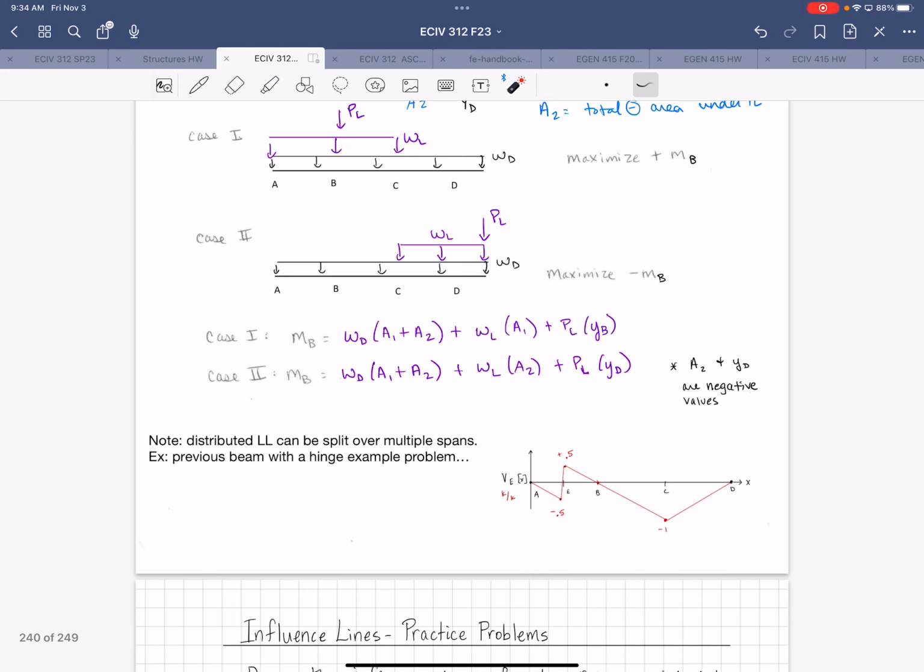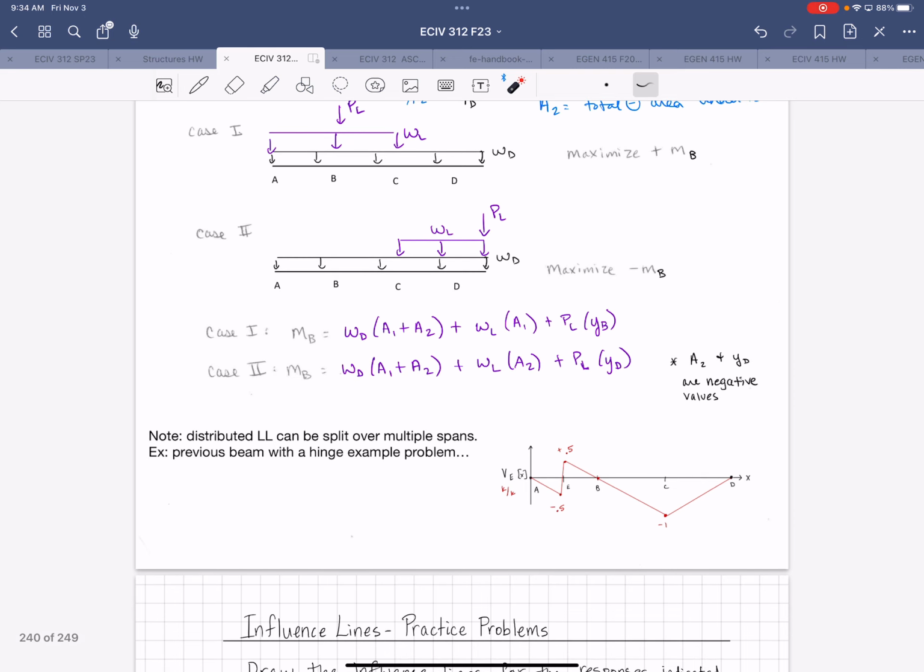So as you can see, this isn't very difficult. It just takes some time to get used to working with influence lines. Questions? Okay.